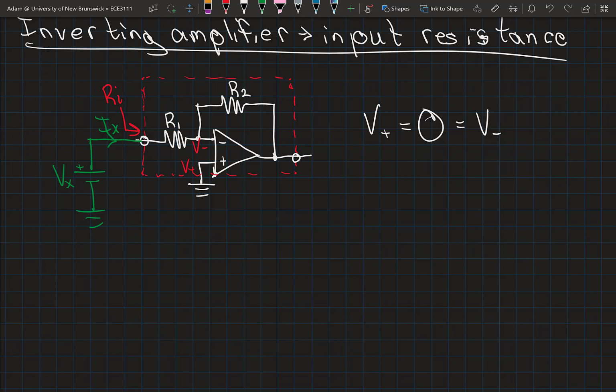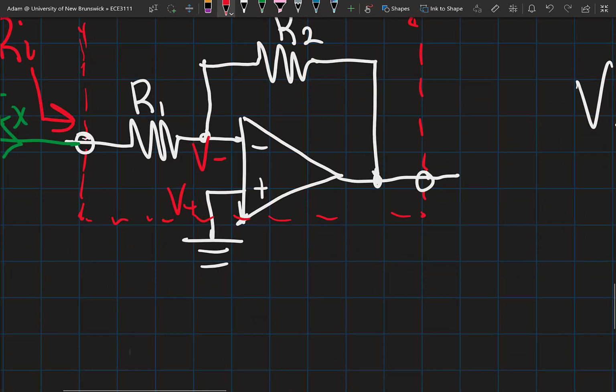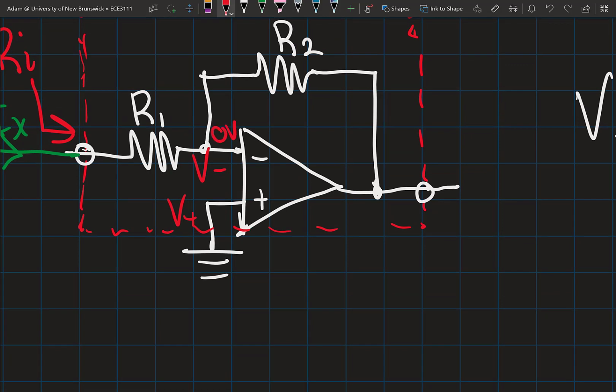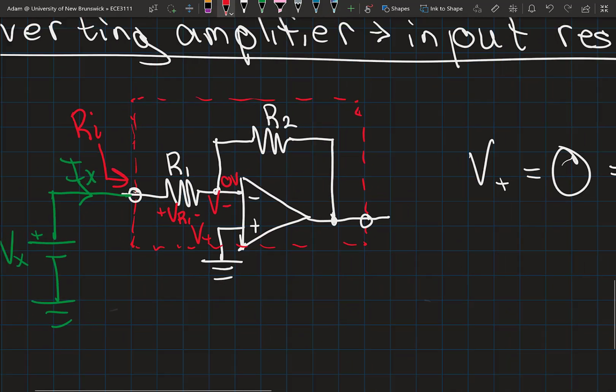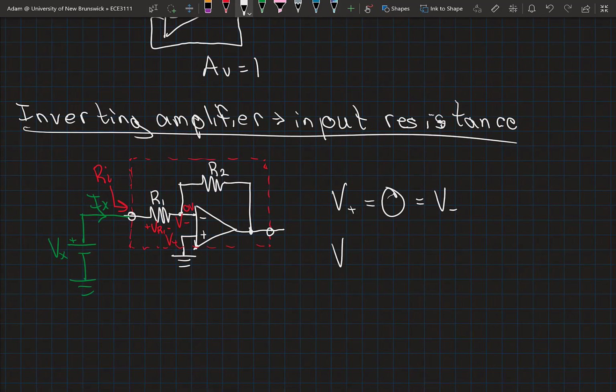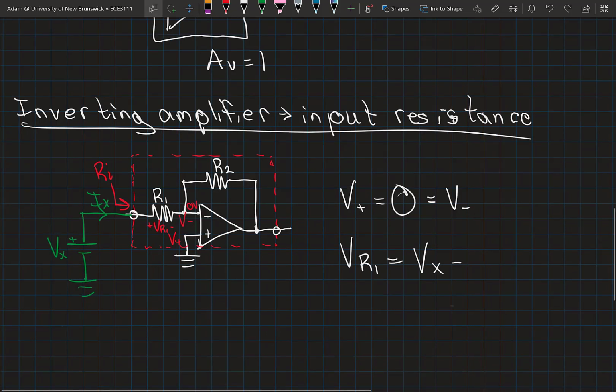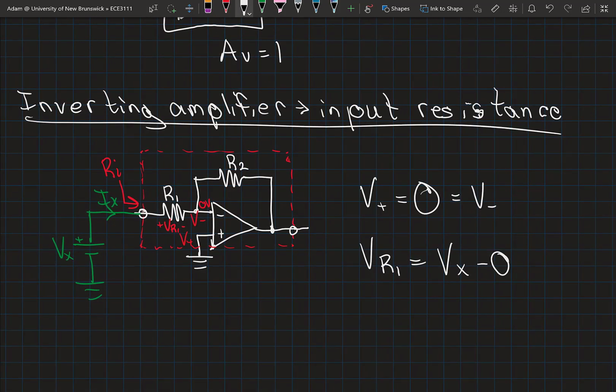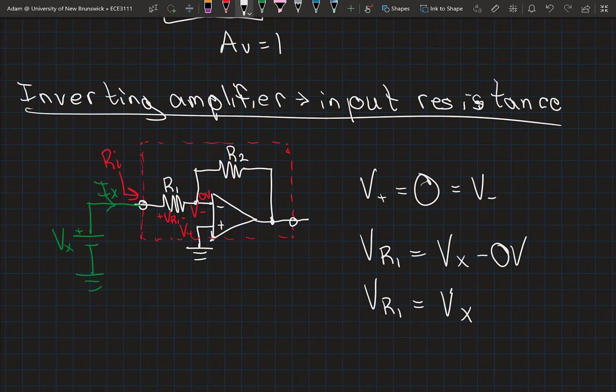Okay, so if I know the voltage at one side of the resistor here is 0, let me zoom in here for a second, here I'm at 0 volts, so the voltage across this resistor, I'm just going to call it VR1, is simply equal to the voltage at the input. So the voltage across the resistor VR1 is going to be equal to the voltage applied to one side of the resistor minus the voltage on the other side, which is 0 volts. So therefore VR1 is simply equal to my input voltage Vx.